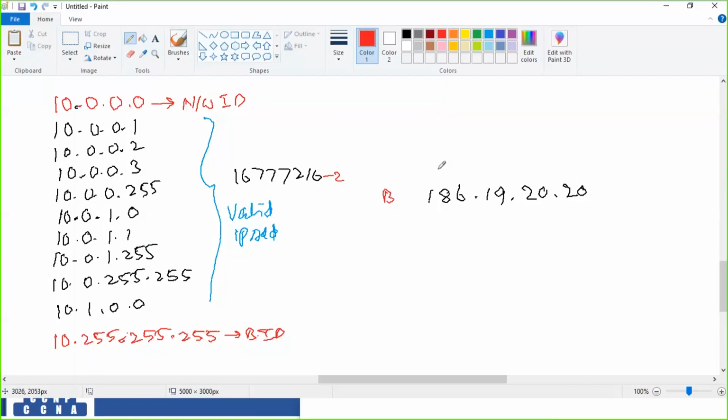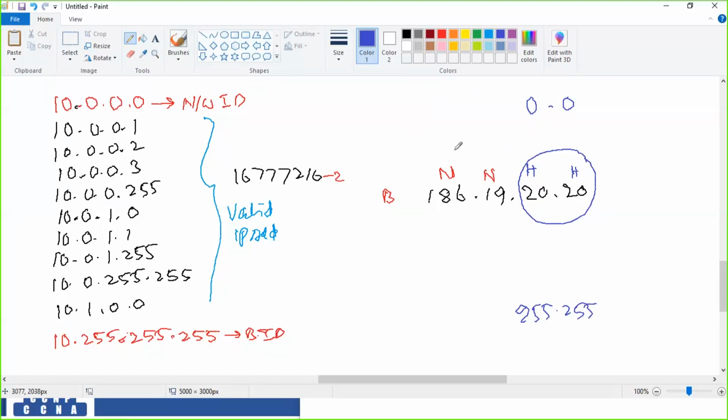First octet is network. Second octet, network. Third octet, host. Fourth octet, host. So in the host portion, if you make it all zeros, that is the network ID. If you make it 255 in the host portion, that is the broadcast ID.